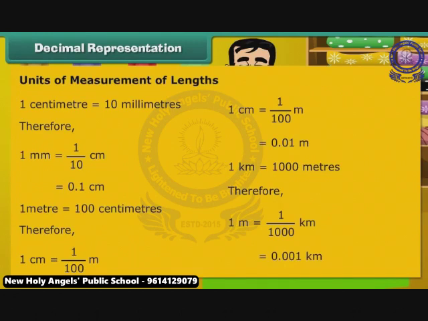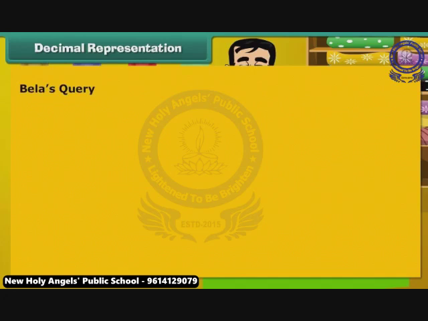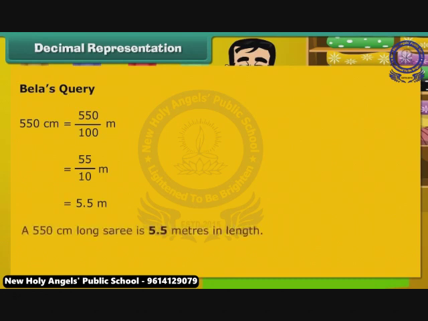0.001 kilometer. Now, let us turn our attention to Bela's question. 550 centimeter is equal to 550 by 100 meter. That is equal to 55 by 10 meter. That is equal to 5.5 meter. A 550 centimeter long sari is 5.5 meters in length.